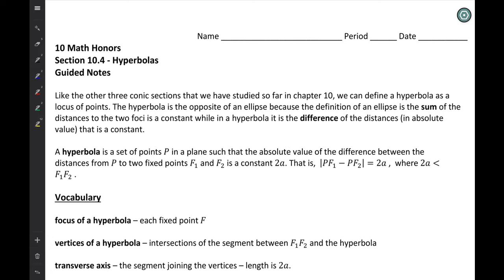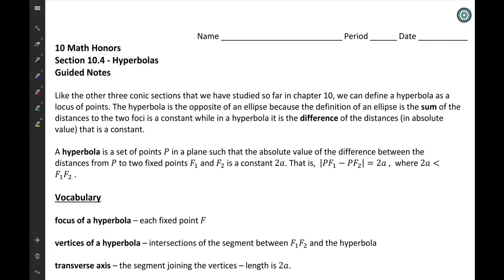The hyperbola is the opposite of an ellipse because the definition of an ellipse is the sum of the distances to the two foci is a constant. Well, in a hyperbola, it is the difference of the distances. The absolute value of the differences that is constant.